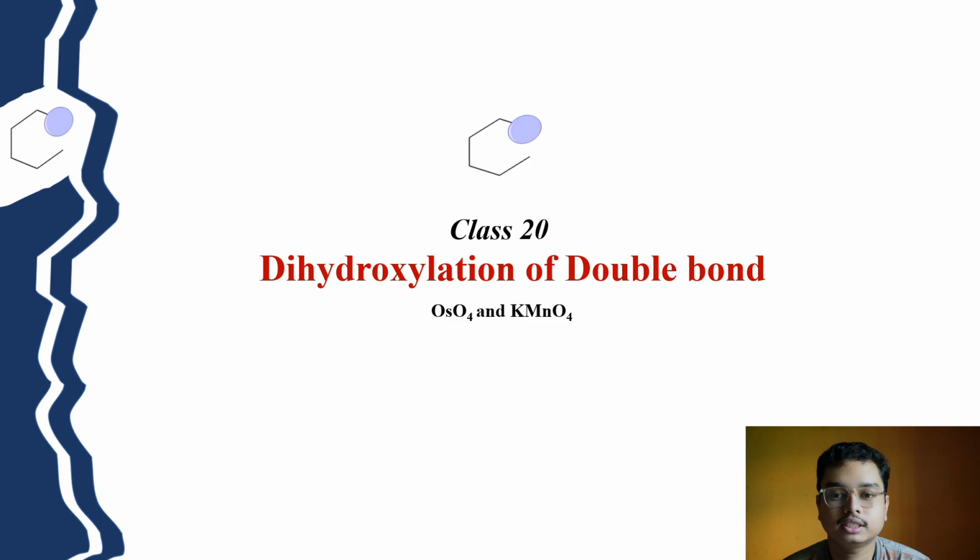In our previous lecture, we talked about the different nucleophilic epoxidizing agents. Now in this class, we are talking about the dihydroxylation of double bonds. We are mainly focused on osmium tetroxide and KMnO4 based dihydroxylation.